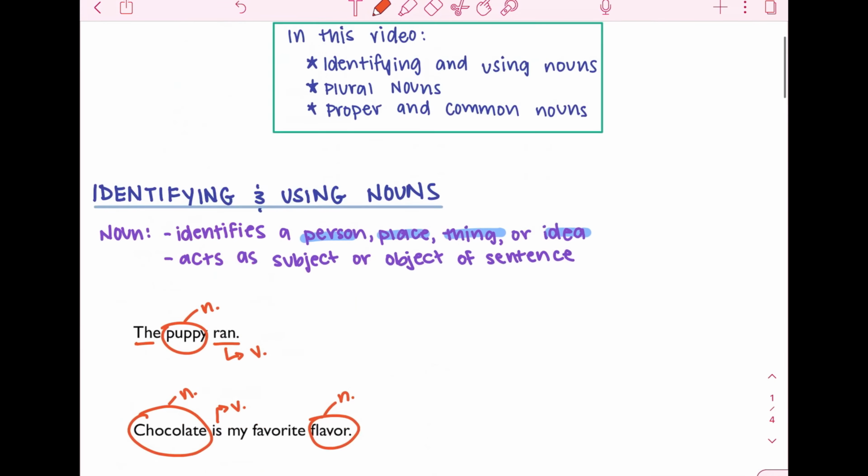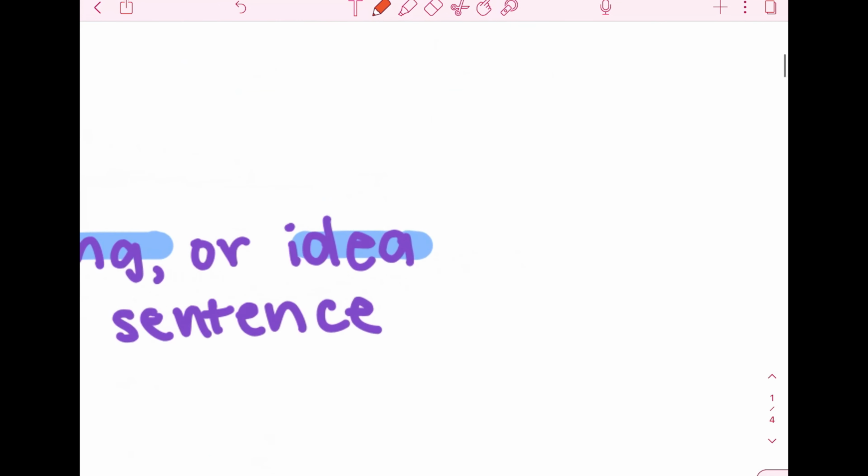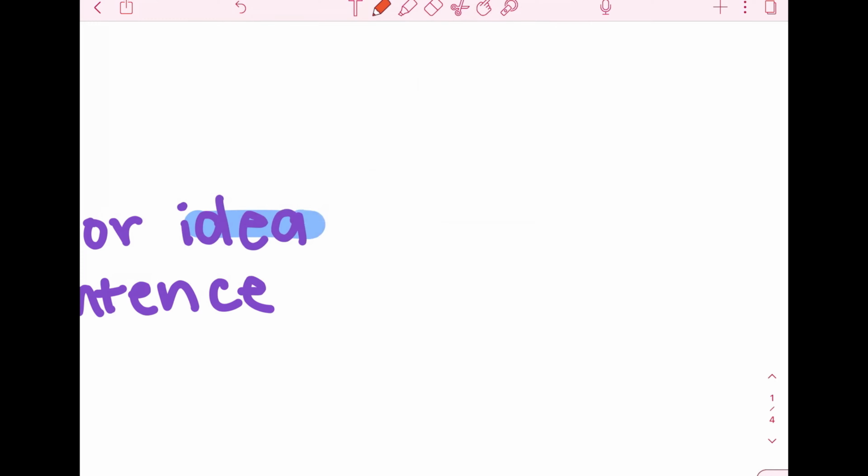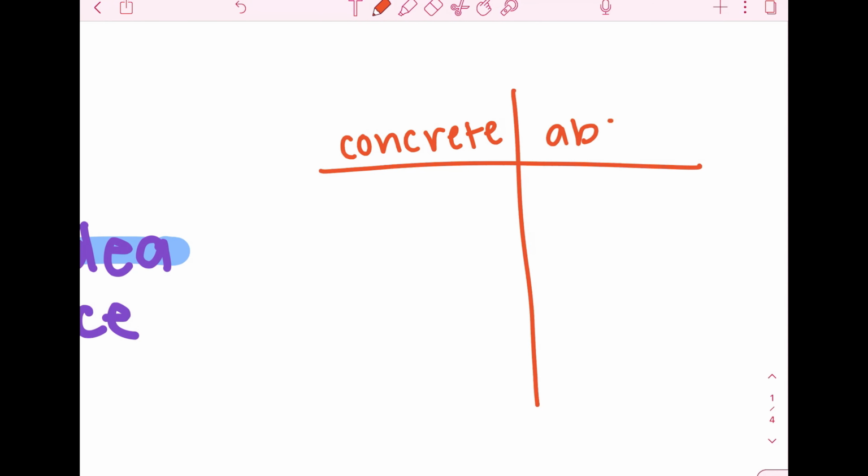Before we end this video, I quickly want to discuss idea because I know that we didn't go over how a noun can be an idea. So when we're talking about nouns, we can have two types of nouns. Concrete, or abstract nouns.